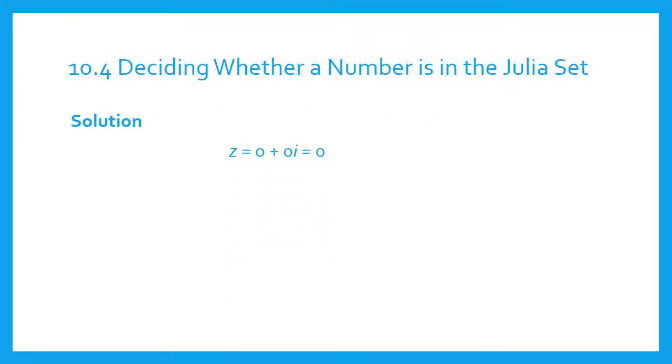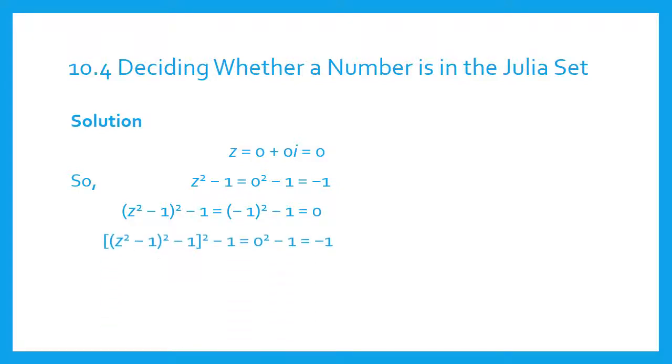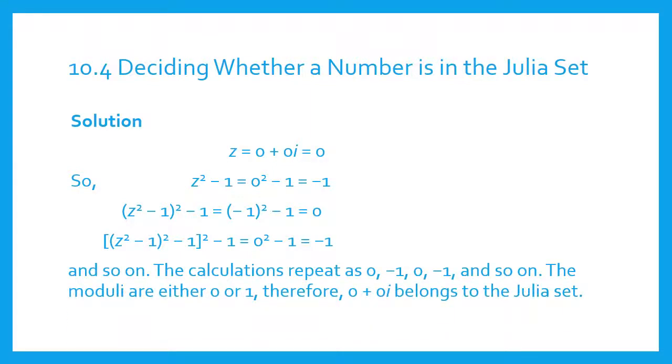Okay, so z equals 0 plus 0i, which is 0. So z squared minus 1 would be 0 squared minus 1, which is negative 1. Square that and subtract 1, you get 0. Square that, subtract 1, you get negative 1. Square that, subtract 1, you're going to get 0. So it's going to go back and forth between 0 and negative 1.